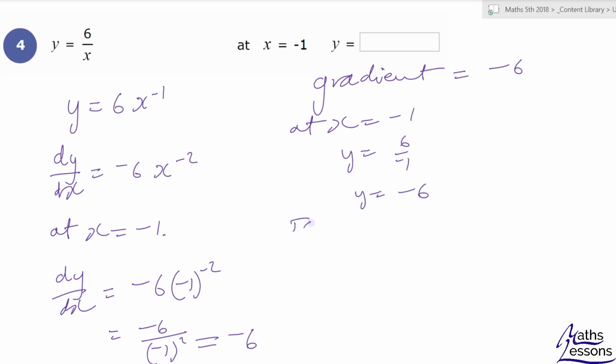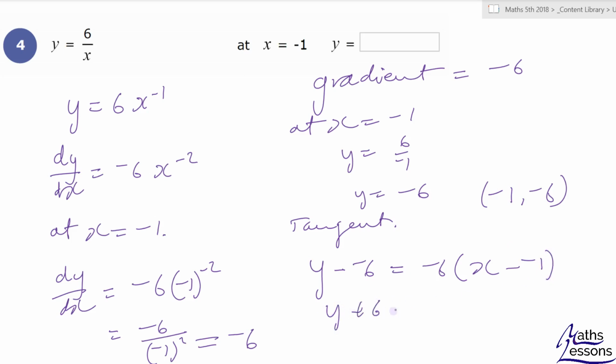So for the tangent, we know that we've got y minus, the coordinates were minus 1, minus 6. Take away the y coordinate that it goes through, equals the gradient, which is minus 6, times x minus the x coordinate it goes through, which is minus 1. We get y plus 6 equals minus 6 times x plus 1. Multiply this out: minus 6x minus 6. And so therefore, take away that 6, we get y equals minus 6x minus 12. That's our answer.